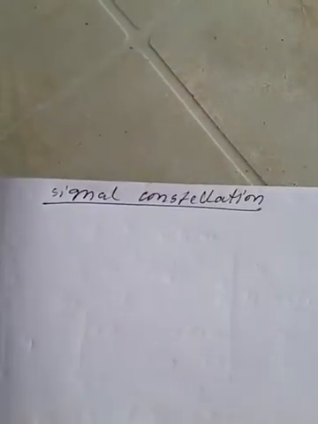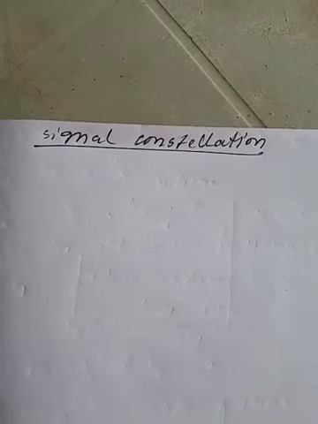What is a signal constellation? A signal constellation is the physical diagram used to describe all the possible symbols used by a signaling system to transmit data, and is an aid to designing better communication systems. So that is called signal constellation.